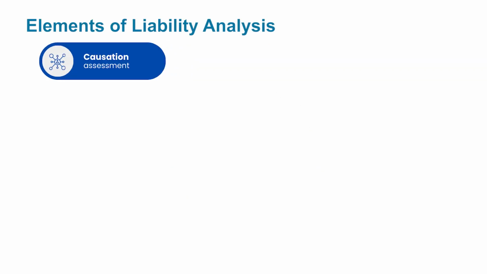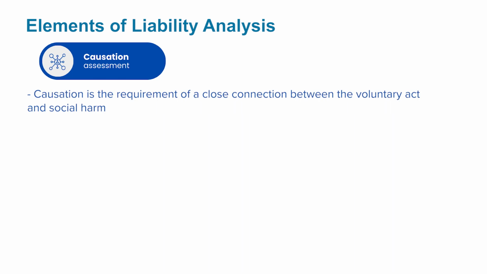I hope so. Okay, so the first two steps of the elements of liability analysis focus on the voluntary act and social harm. The third and next step is to assess causation, which, as you've recently learned, is the requirement of a close connection between the voluntary act and social harm. But as you've also learned, that connection only needs to be proven in situations where the social harm of an offense involves a result element.